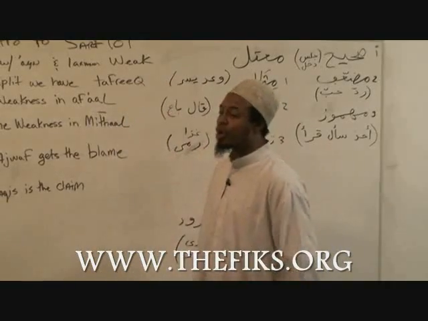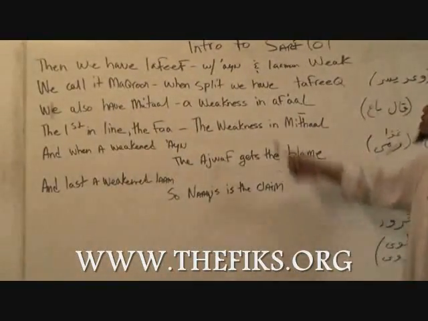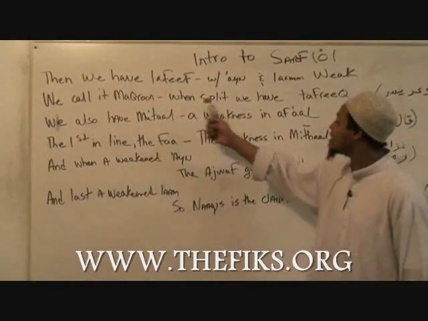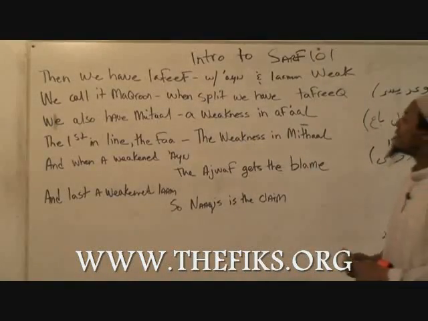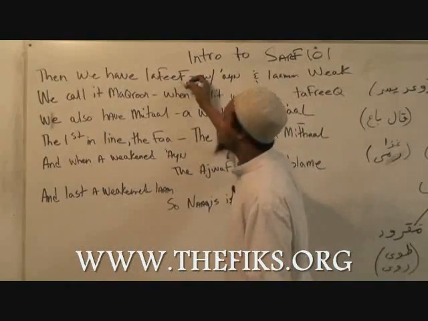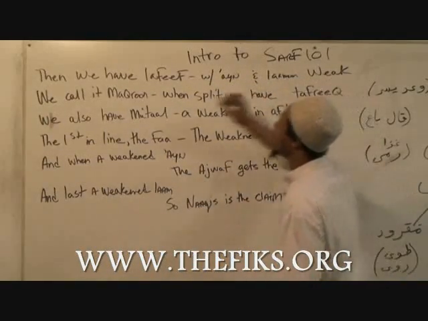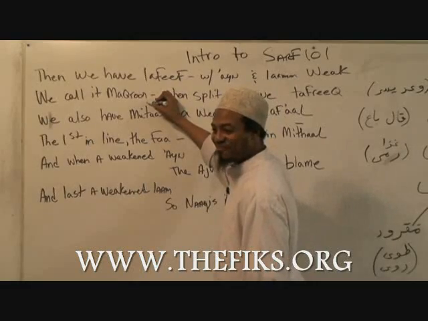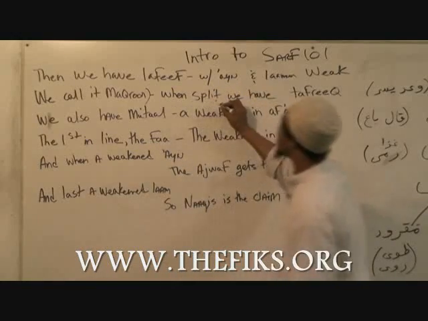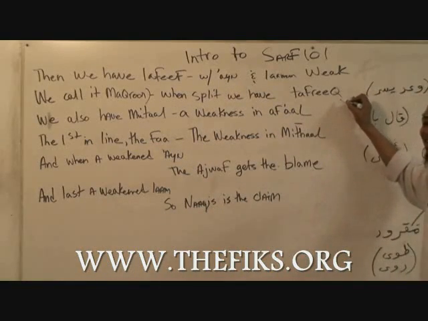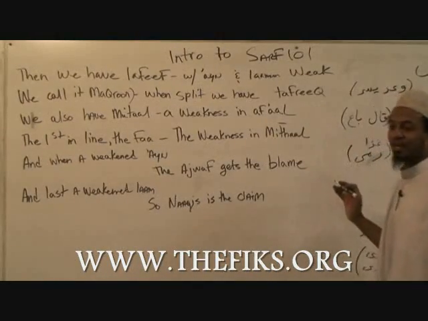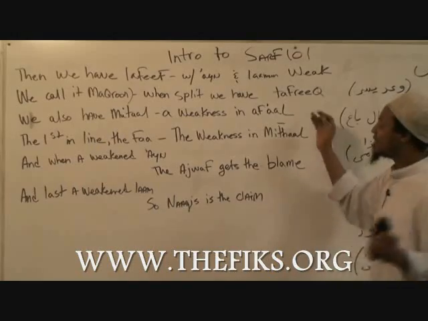But as the poem goes, then we have lafif, with ain and lam weak, okay? We call it maqroon. When split, we have tafriq. So the lafif is what we know already, the fi'l al-mu'tal that has the ain and lam weak. We call that one maqroon, okay? The maqroon is when the ain and the lam are weak. When it's split, we have tafriq, okay? We call it tafriq or mafruq, meaning they're separated, okay? So that's how you remember that.